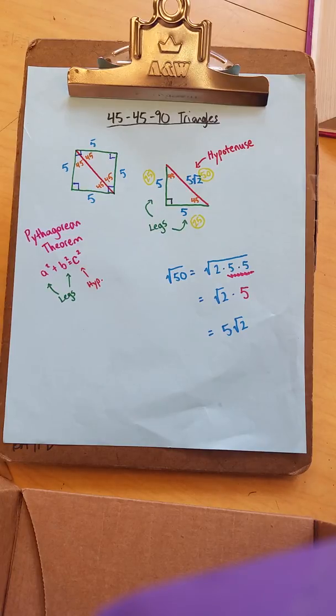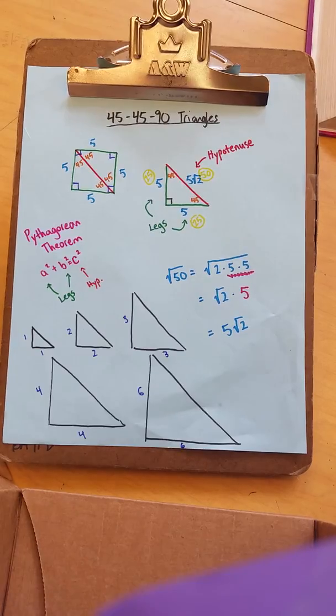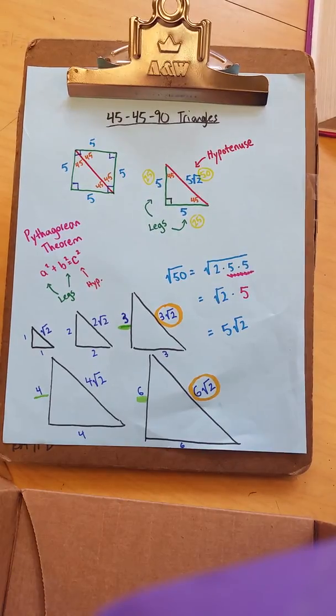If we retried this with a bunch of 45, 45, 90 triangles, we would start to see a pattern. The hypotenuse is always just the leg length times root 2. A leg of 6 gives a hypotenuse of 6 root 2. For a leg of 4, we get 4 root 2, and so on.